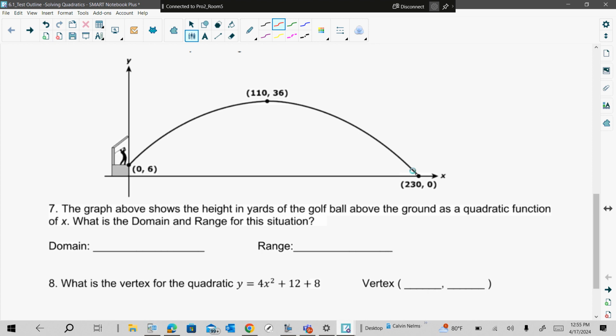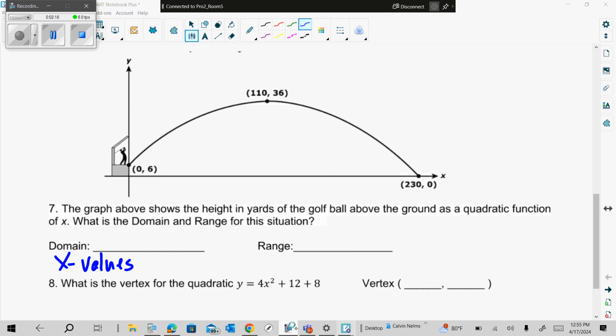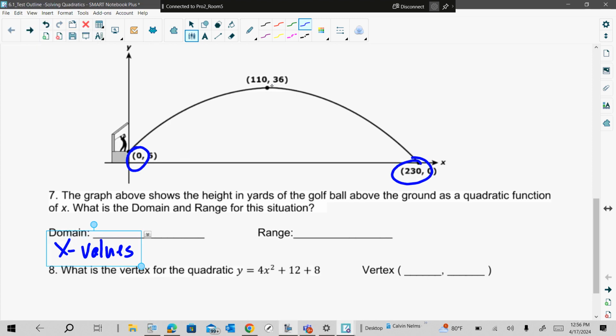Domain is x, right? Yes, your domain is your x values. So let's see what y'all think. So how do we write that? Yes, this is it. 0 is less than or equal to x, which is less than or equal to 230. Why is it less than or equal to? Because 0 is less than 230. That's why it's less than or equal to.